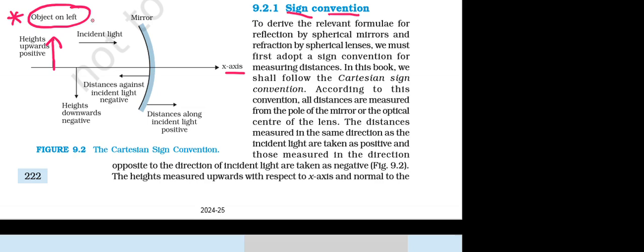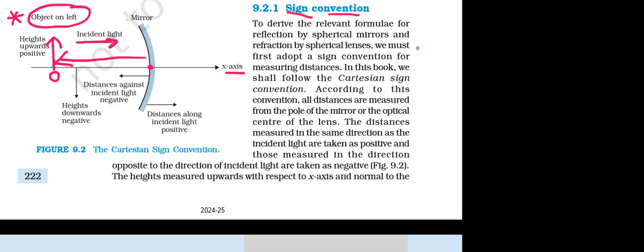When the object is situated in front of the mirror, the light rays fall onto the mirror in this direction. From the object to the mirror, the light is going to be incident on it, right? So whatever distances we measure from the pole to any point against the incident light, that has to be taken as negative. For example, I want to measure the distance from the pole to this object, so I go in the opposite direction.